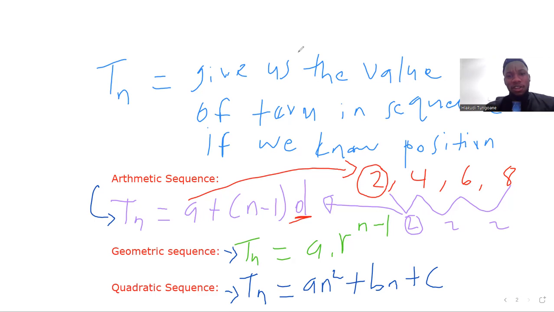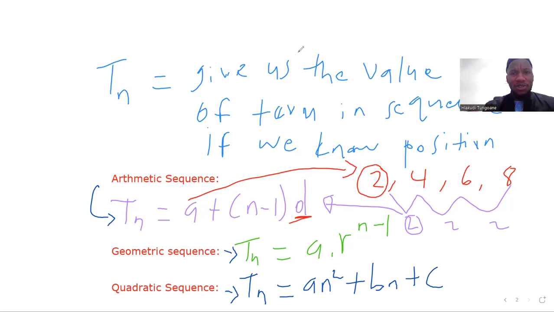So once you know A and D, you can substitute them, and now you have your general term formula for an arithmetic sequence. N is just what you substitute as a variable. Let's say you want term number 3 in this sequence.